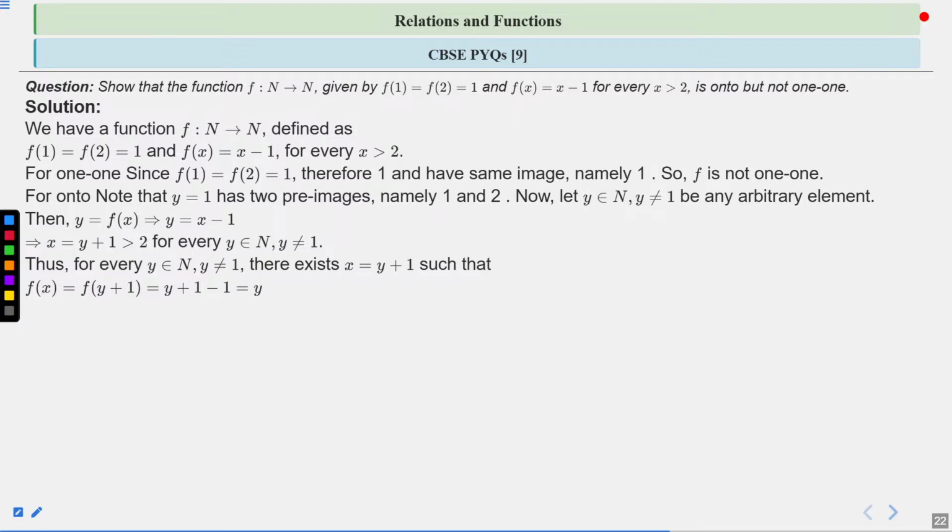So f(x) = f(y + 1). What is f(x)? It is x - 1. So f(y + 1) will be, writing y + 1 in place of x, y + 1 - 1, which is equal to y. Hence f is onto, because the codomain is coming out to be equal to the range. So we can say that f is an onto function.